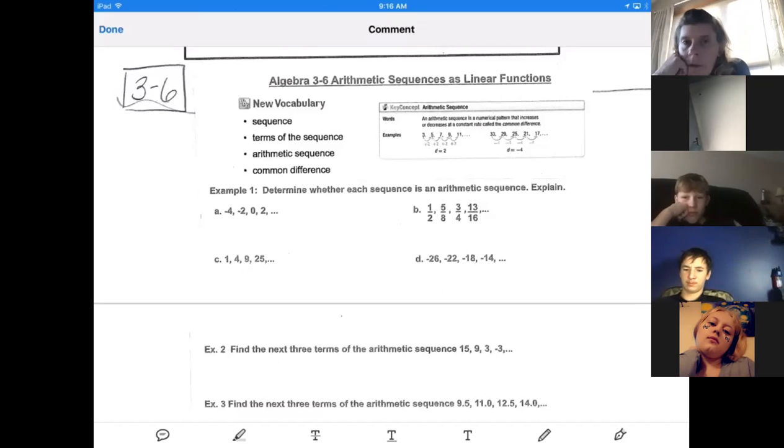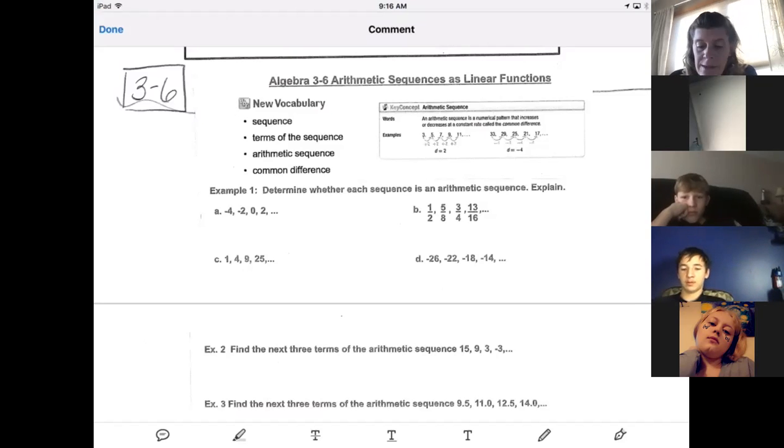Okay, so today we're doing section 3.6. It's called arithmetic sequences as linear functions. Sounds kind of difficult, doesn't it? A lot of words, a lot of big words, a lot of syllables. Arithmetic. You guys, it's really just a pattern of numbers.